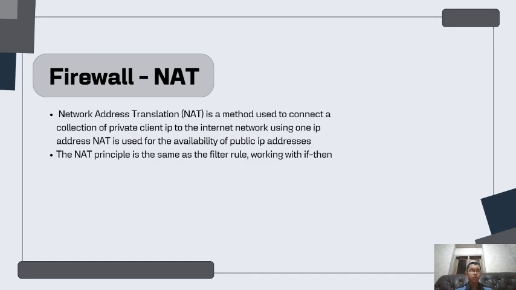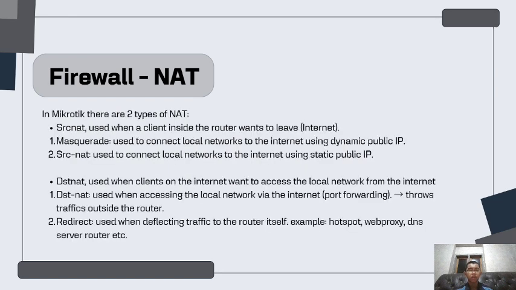And then firewall NAT. NAT is network address translation. It is a method used to connect a collection of private client IPs to the internet network using one IP address. NAT is used for the availability of public IP addresses. The NAT principle is the same as the filter rule, working with if and then. In MikroTik, there are two types of NAT. It is SRC-NAT and DST-NAT.